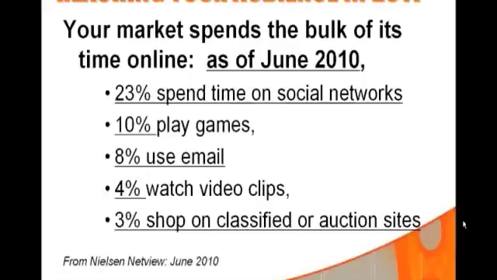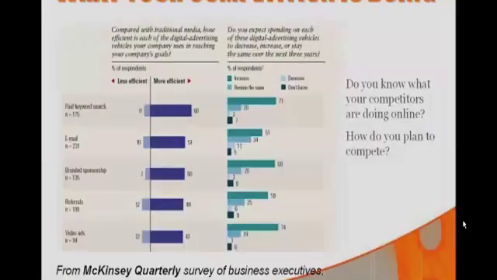10% of the folks that use the Internet play games. 8% use email. Now, take note, that number is almost 30% lower than it was even 1 year ago. This is another effect, by the way, of the social networks. 4% watch video clips on sites like YouTube.com, and 3% shop on classified or auction sites like Craigslist and eBay. If you sell consumer goods, some of those people could be your customers, or at least they used to be your customers. Now, these figures tell us two things.